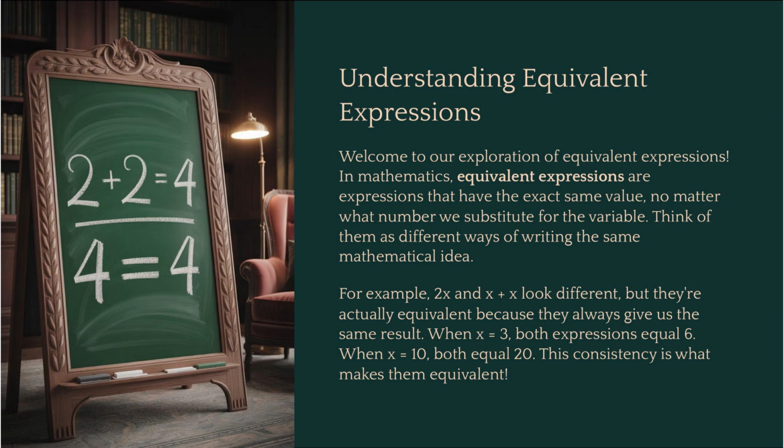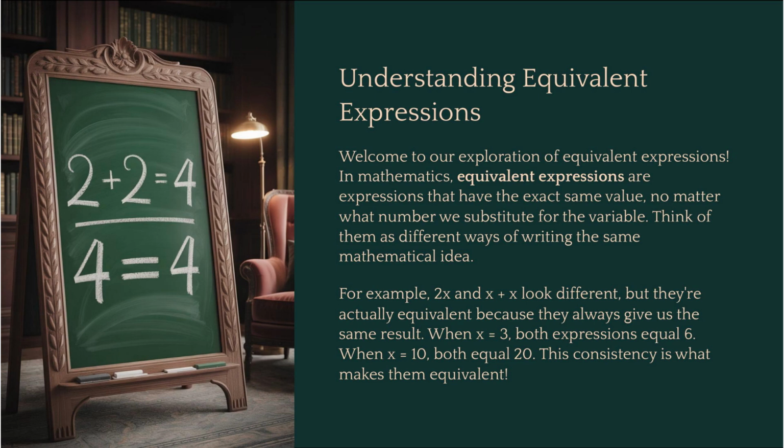In algebra, two expressions are called equivalent if they represent the exact same amount. This isn't just about sometimes being equal. They must have the same total value for every single number you could possibly substitute for the variable. For example, if you have the expression 2x and the expression x plus x, they are equivalent because they both mean the same thing, 2 times x.